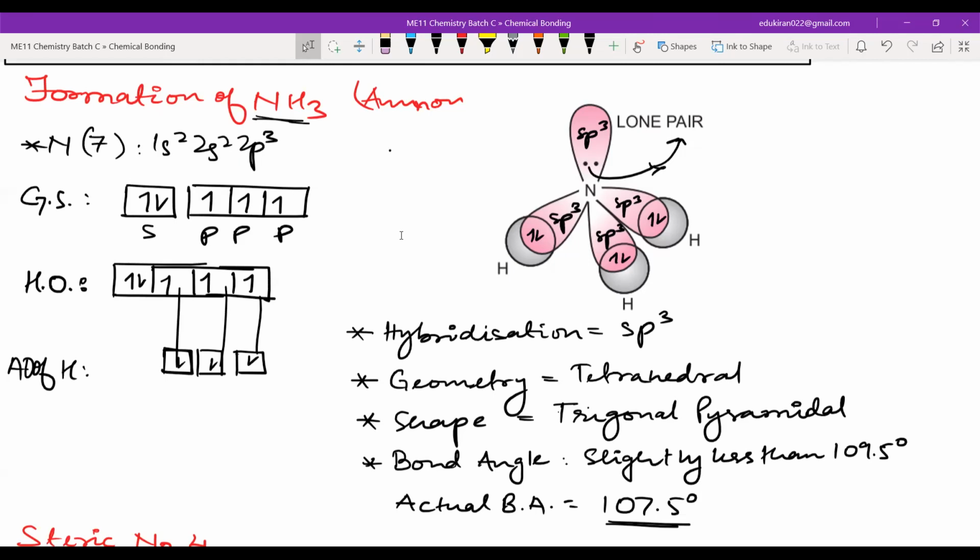How many unpaired electrons are there? 3. ऐसे पिच डाउन क्यों हो गया आपका? कॉन्फिडेंस गिरता चला गया आपका सवाल पूछते पूछते। Rephrase it. How many unpaired electrons? Very good. 3 unpaired electrons.